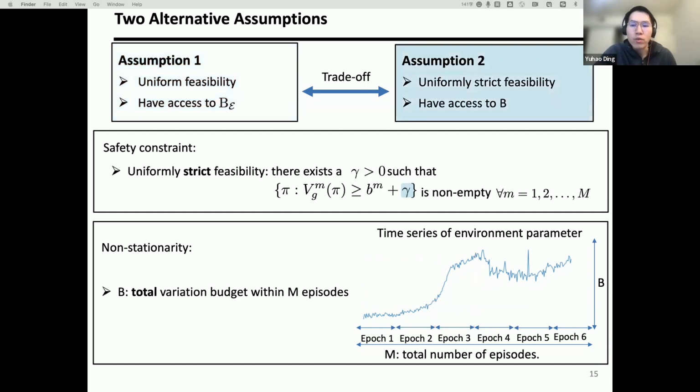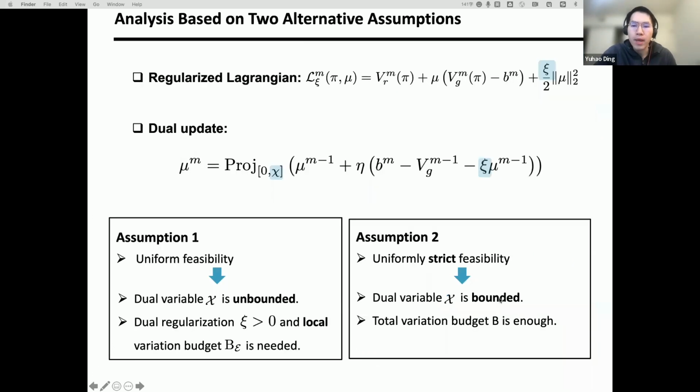On the other hand, we also consider a slightly stronger condition on the safety constraint. That is, the safety constraints are uniformly strictly feasible, in the sense that there exists a positive constant gamma such that there exists a policy pi for which all the constraints are strictly feasible with respect to this positive constant gamma. Due to the stronger condition on the safety constraint, we can relax the requirement on the non-stationarity, for which we only assume access to the total variation budget over the time period that we are interested in. We now analyze our algorithm based on these two alternative assumptions.